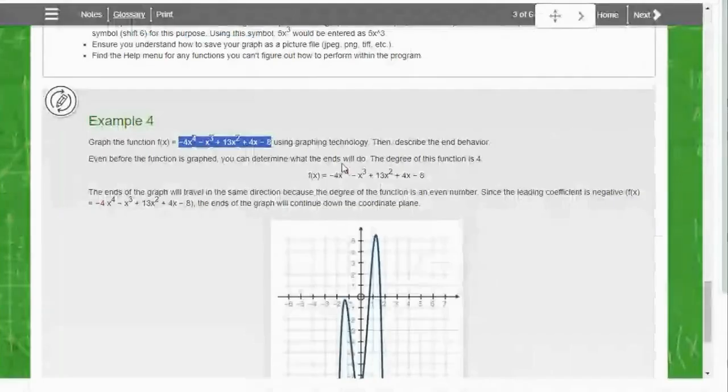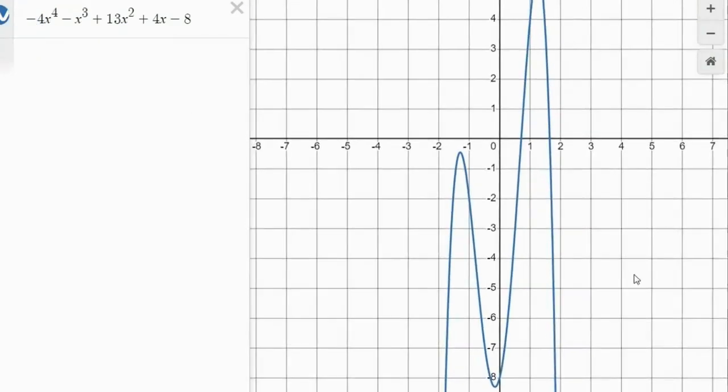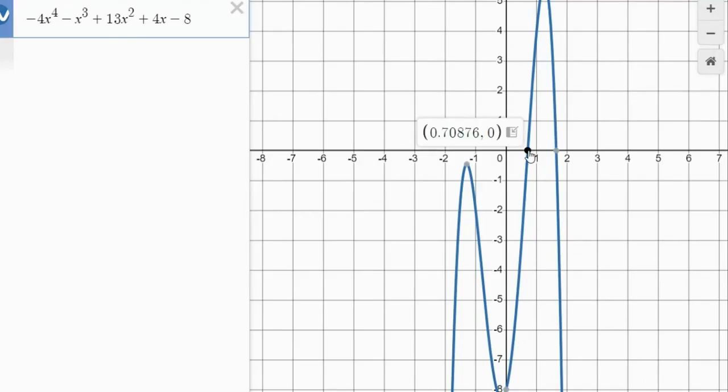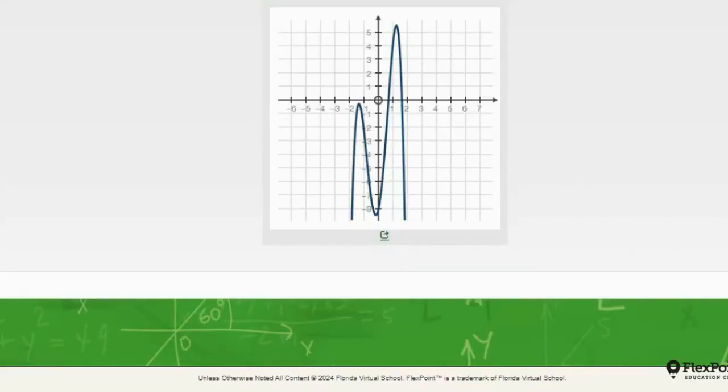And it wants us to do what? Describe the end behavior. Well, it's a 4th degree and it's negative coefficient. So both ends go down. And we have 2 real solutions, and they're not really nice numbers. Those are very nasty numbers, right? Because I'm sure this is rounded. It's 0.70876, blah, blah, blah, but we've rounded it to 5 decimals. But that's the end behavior. All right, page 4. This should be the last page.